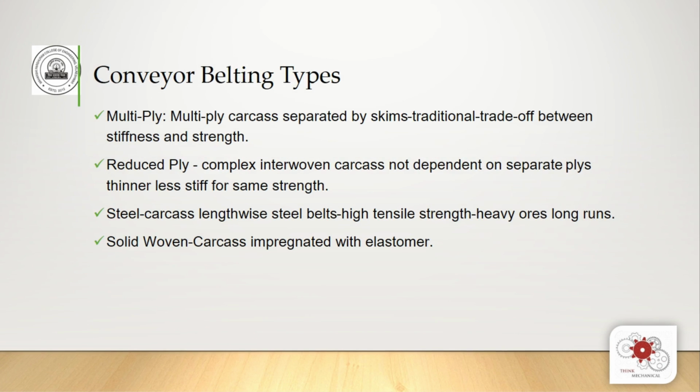Like we saw the major components of the belt conveyor system, the conveyor belting types are also there, where belt type depends on the plies. So multiply, then reduced ply, steel carcass and solid woven. So these are the belting types. Multiply is multiple carcass plies separated by skims, a traditional trade-off between stiffness and strength.